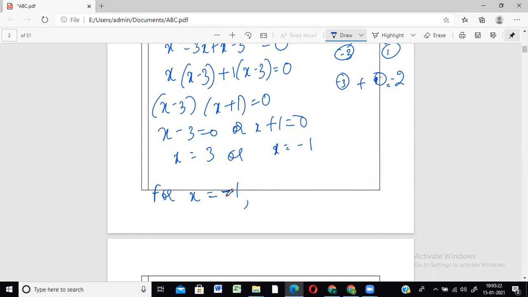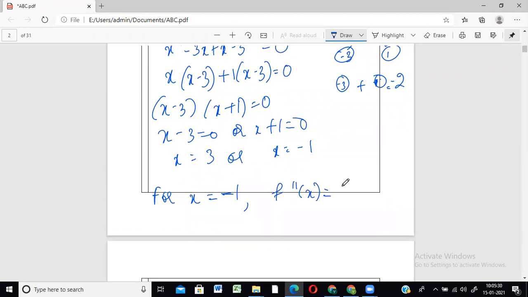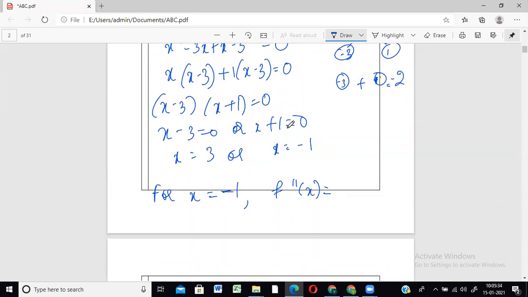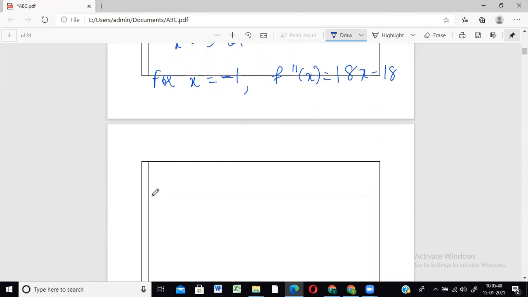So when x is equal to minus 1, for this value, what are we doing? We're substituting it in f double dash x. What was the f double dash x? F double dash x was equal to 18x minus 18. Yes, so that's 18x minus 18. Now we will substitute in f double dash of x. What are we substituting in place of x? We're going to substitute minus 1.